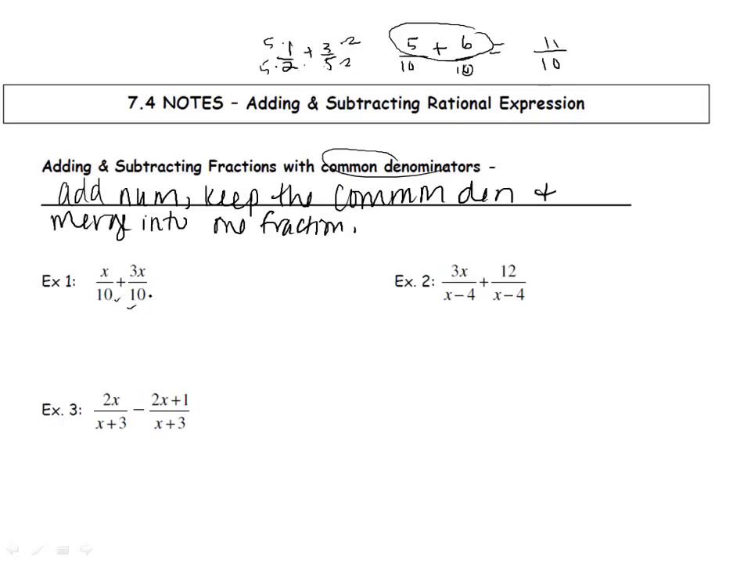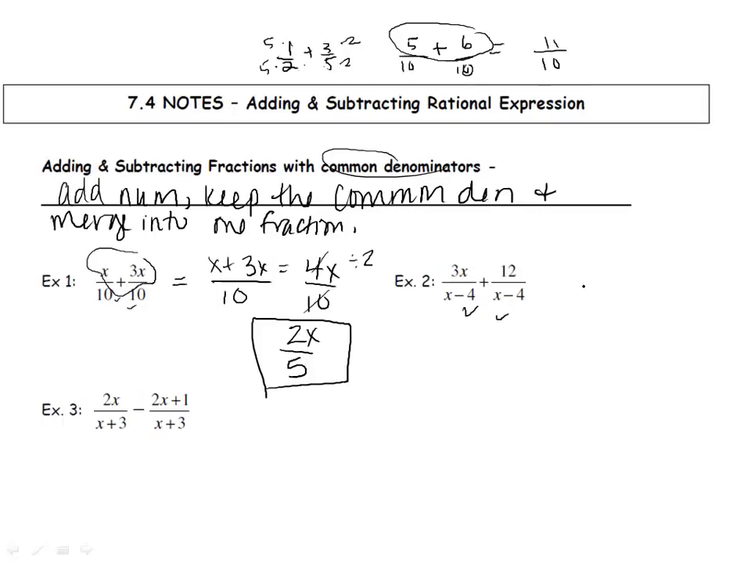So these are already common denominators. We're going to just make one fraction, and we're going to merge these together, and luckily we can add x plus 3x to become 4x. And now we're going to take it like we did in a previous lesson, we're just going to reduce. So we can divide both these monomials by 2, which will give us 2x over 5.